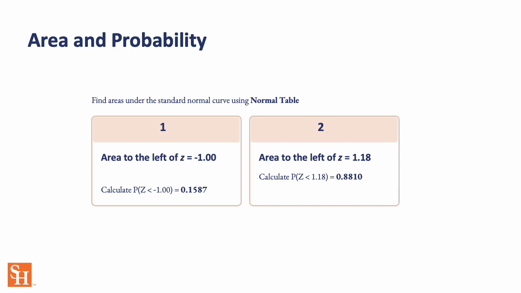The area to the left side of a Z value is the same as the probability that Z would be less than that value. And we have seen from the standard normal table that the value is 0.1587, right? And here as well, the area to the left side of the Z value is the same as the probability that Z would be less than 1.18, and from the Z table we already know this value is 0.8810, right?